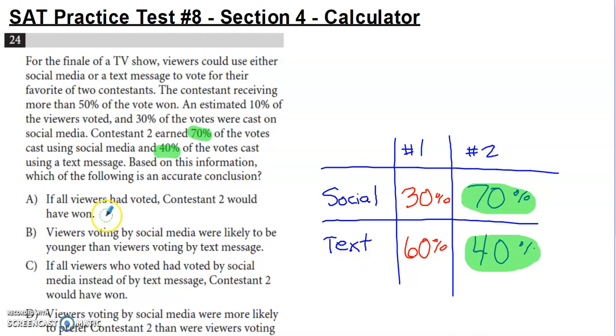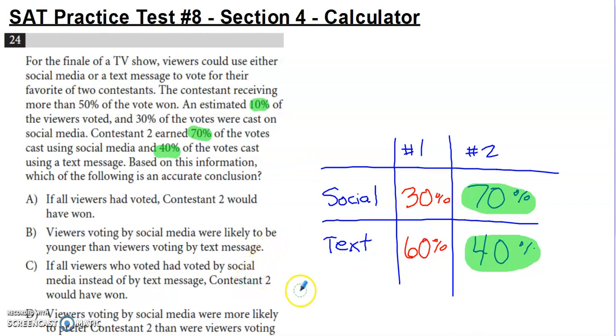So which of these is the appropriate conclusion? If all viewers had voted, contestant 2 would have won. Only 10% of the viewers voted. There's nothing we can really say. Such a small number of people voted. We're just going to have to assume that A is not the most logical conclusion.